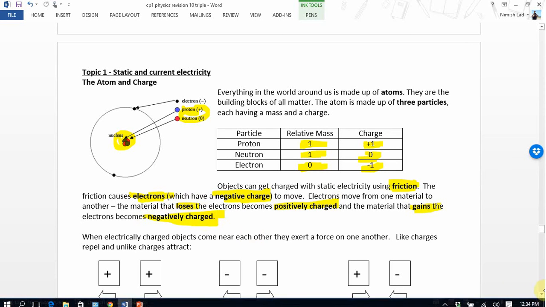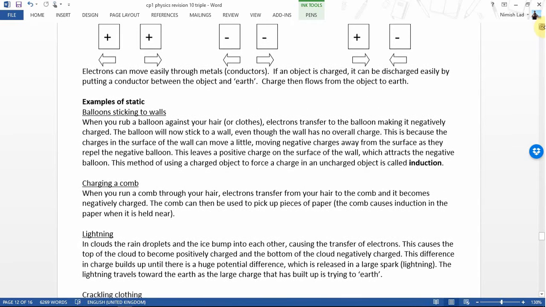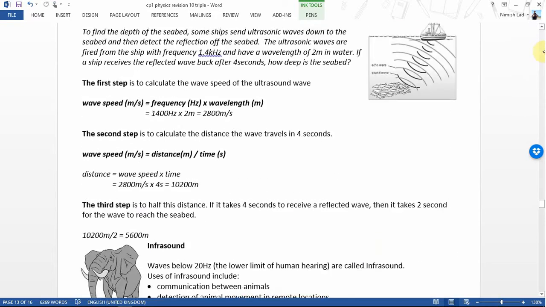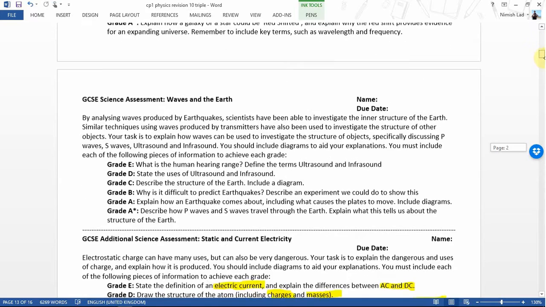In other words, if I put next to each other a positive and a positive, they will move apart from each other. If I have a negative and a negative, again they'll move apart, they'll repel. However, if I have a positive and a negative, they attract. Electrons can move easily through conductors, so if an object is charged, we can earth it by attaching a conductor to it. That means the charge will flow to ground. The next point, if I remember correctly, is all about the dangers of charge. Remember, earthing gets around some of those dangers.